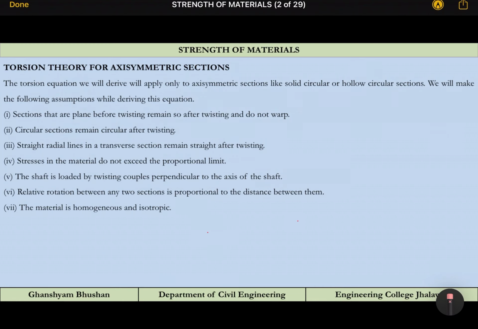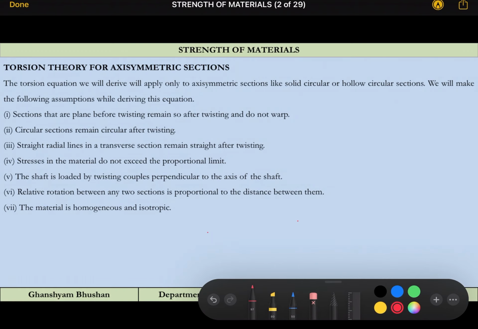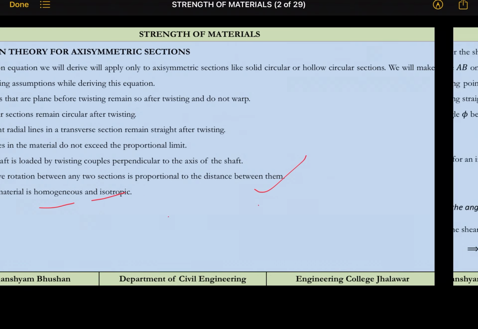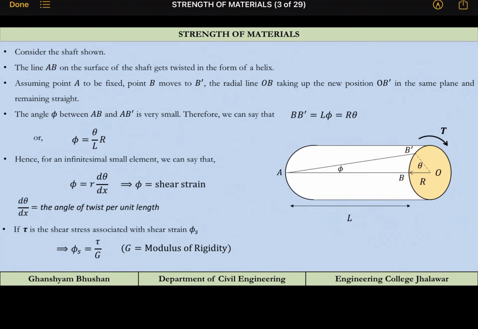Now relative rotation between any two sections is proportional to the distance between them. This we will be seeing while deriving the equation. And the material is homogeneous and isotropic, so that we can take the values of various physical parameters as constant as they are. Now, after assumptions, let us move to the derivation part.